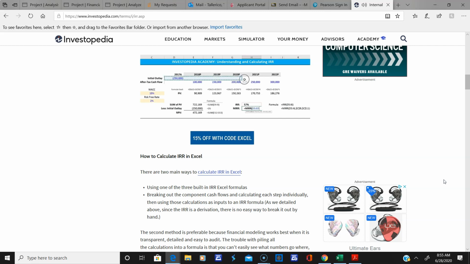It says give us the values, so we select the values including the initial outlay. Then it says give us the financing rate, which is our WACC, and we'll lock this in place. We'll hit F4 to lock this, and then it says give us the reinvestment rate, which is our risk-free rate. We'll lock this, and now we can see that we get 33%. And that is how you build out and calculate the IRR in Excel.